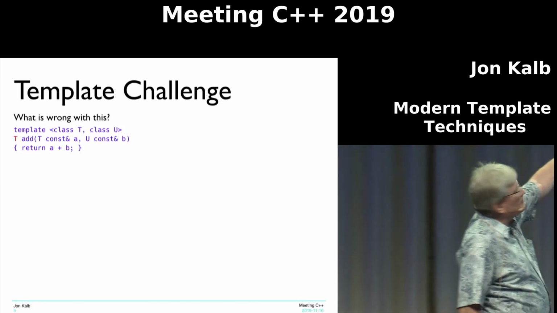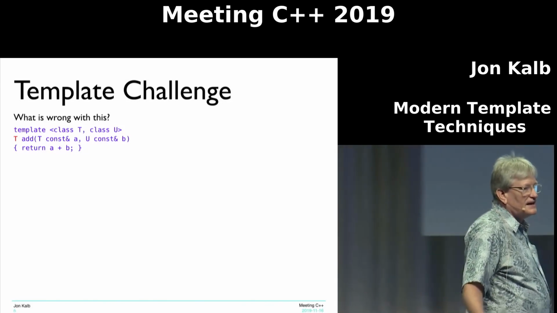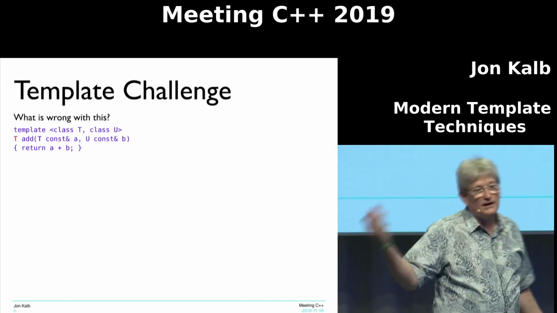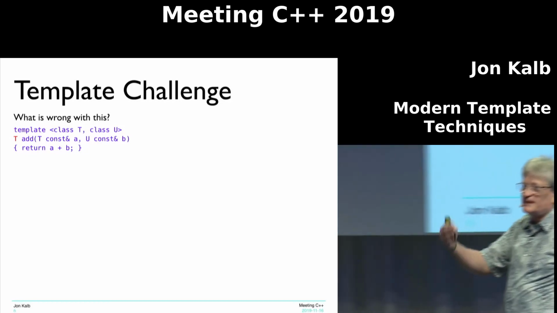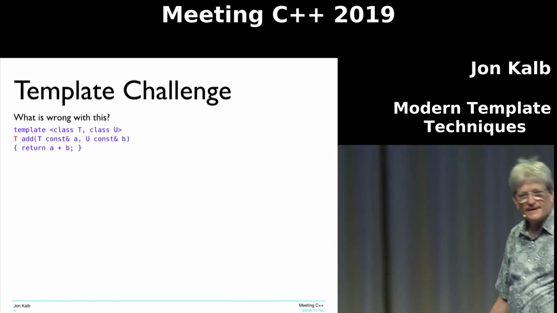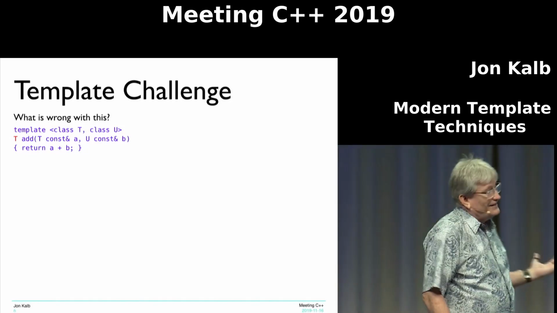It's the return type, right? We're assuming that it's T. But it may not be T, could be U, right? In fact, those are the only two things it can be. It's either going to be a T or a U, right? No. In fact, it pretty much could be anything.